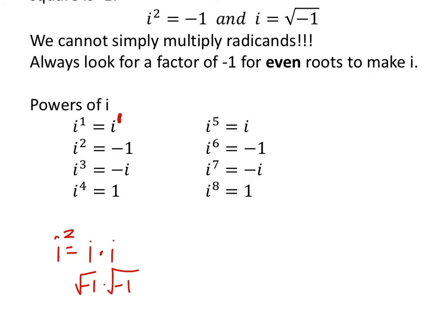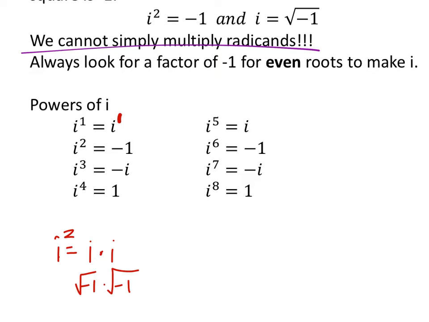Now, based on what we've done in the past, we would want to just combine this and say, I got the square root of -1 times -1, which would be the square root of 1, which is 1. But we can't do that, and that's why we say we can't just simply start multiplying the radicals like we're used to.